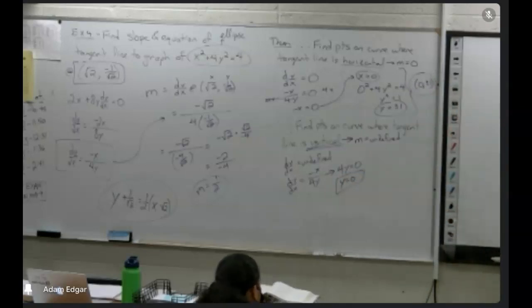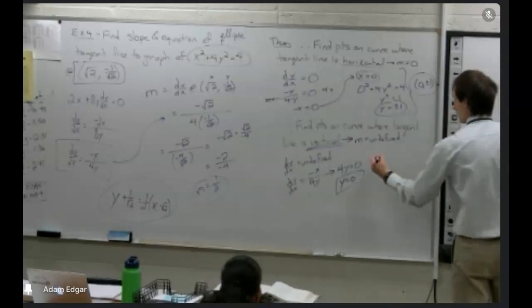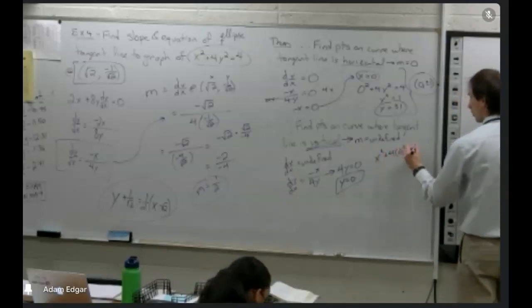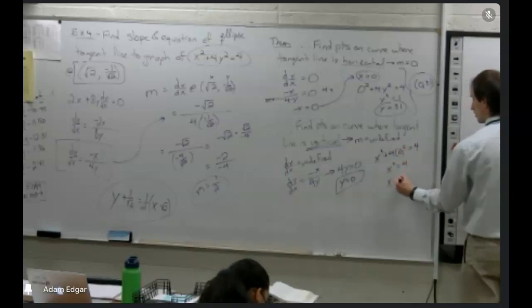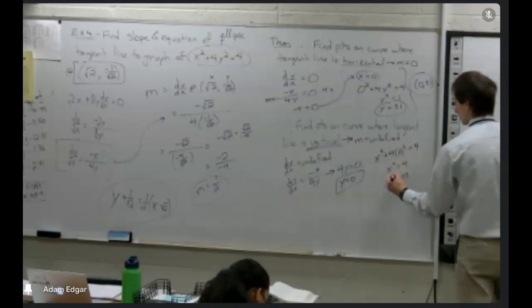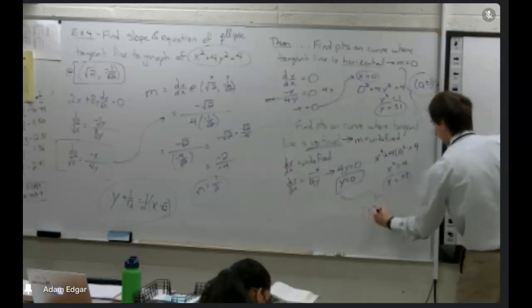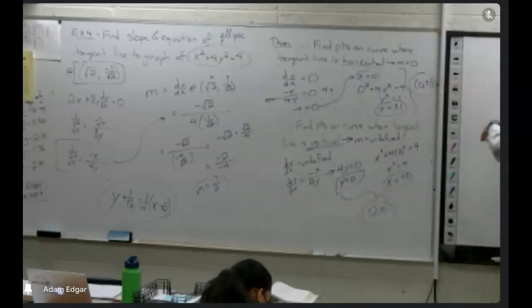So once you've got your solution for one of your variables, plug it back into your original equation and find out the solution for the other point. So you have x squared equals 4, so x equals plus or minus 2. So you'd have plus or minus 2 comma 0. So you'd have 2 points where the tangent line is horizontal on this ellipse and 2 points where the tangent line is vertical.